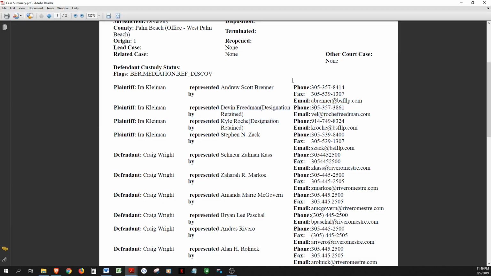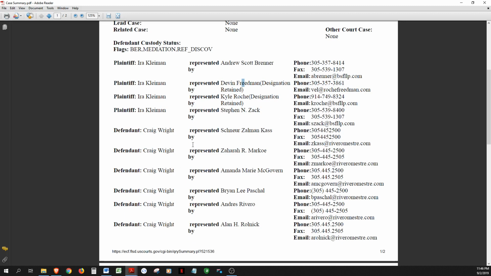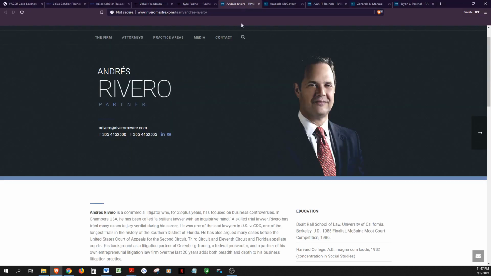Case summary. You've got, here we go, all these people. They're all from this Rivero Mestre, I'm probably mispronouncing that, law firm. The Schooner person, Schnur, no longer works there, so, well, no longer represented by them most likely, but here are the defense attorneys. It's the head of it.